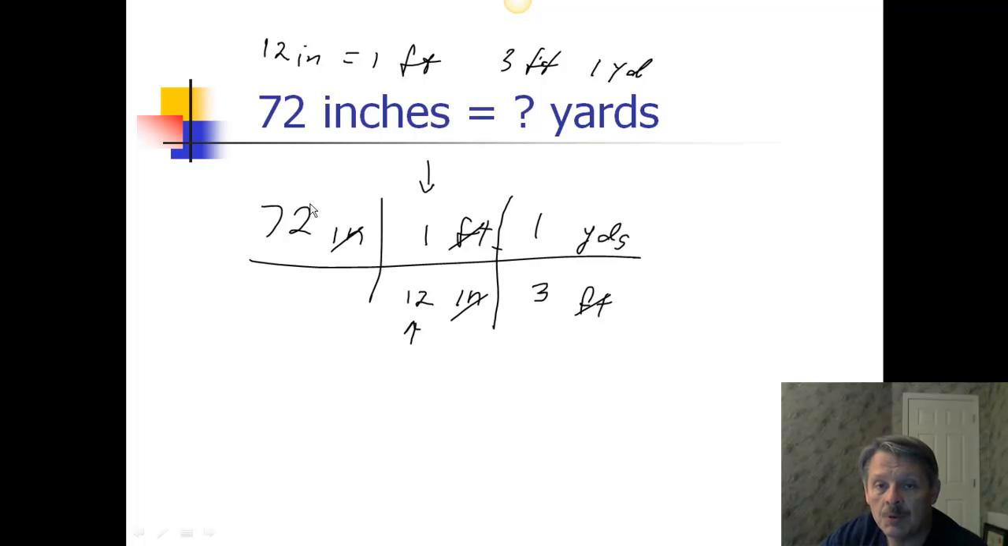So what I'm doing is I'm taking now the 72, I multiply by the 1 and divide by 12. That gives me 6. I multiply by 1, I still have 6. I divide by 3, and that gives me 2. Well, what units do I have? Well, the inches are gone, and the feet are gone. The only units that I have left are yards.